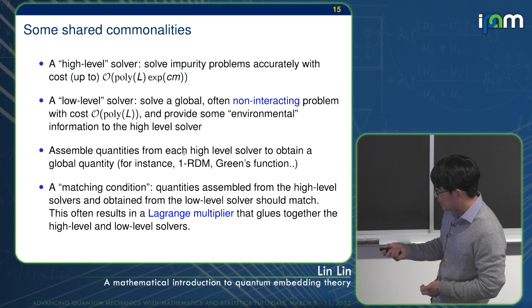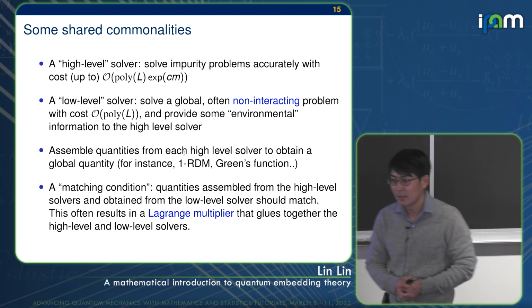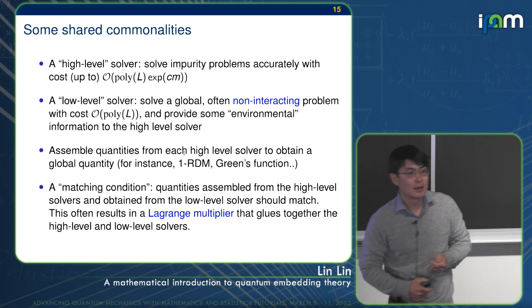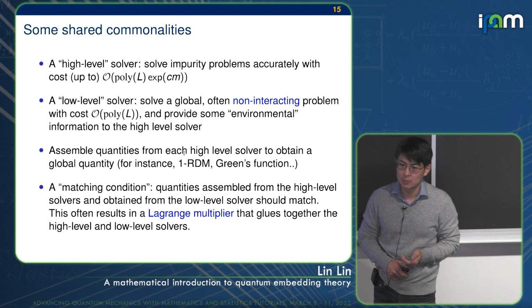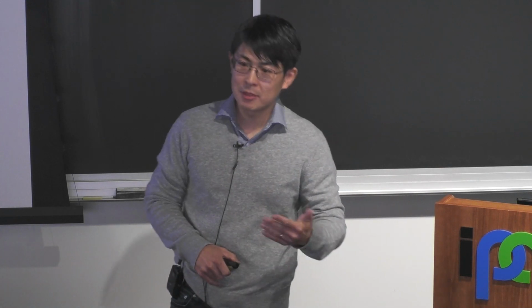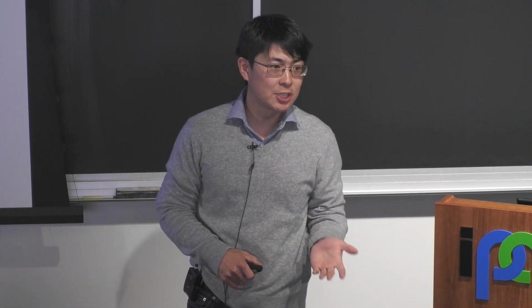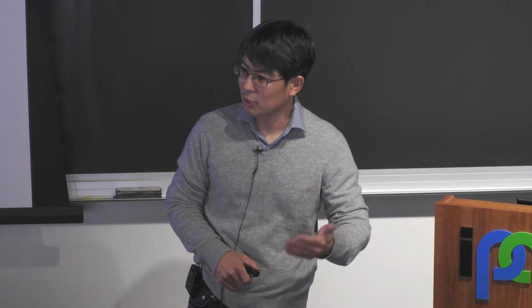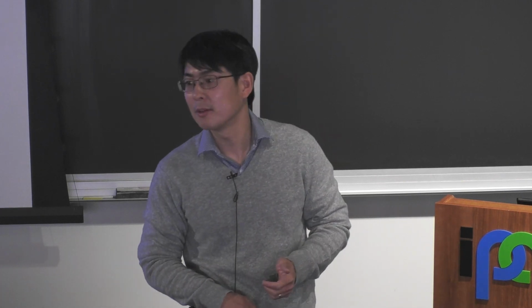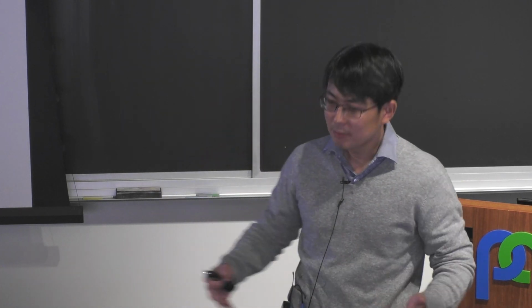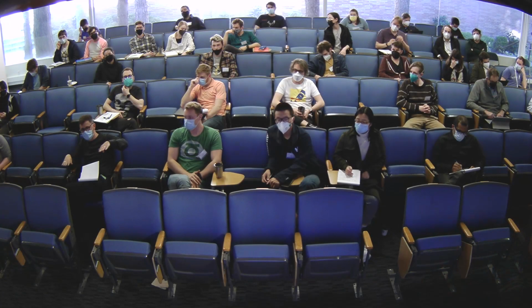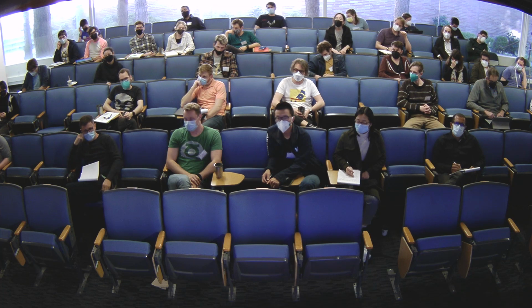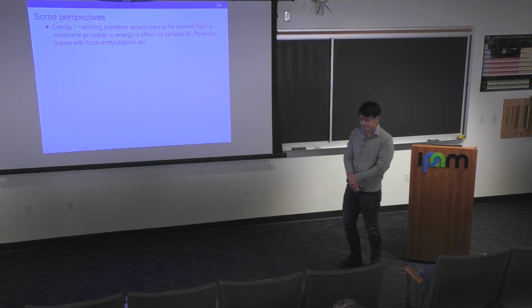And this usually results in a Lagrange multiplier. For example, in DMET, the Lagrange multiplier is something called a correlation potential. And Dominika didn't use this language, but the hybridization matrix is basically a Lagrange multiplier in DMFT, but there it's just with more structure. So is this achieved iteratively? Yeah, this is going to be done iteratively. Okay, so some perspectives.